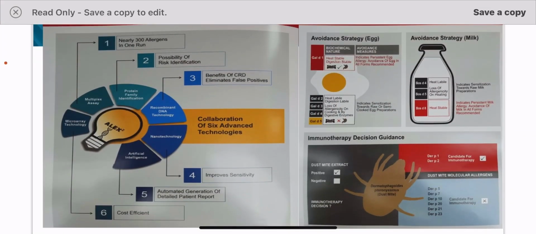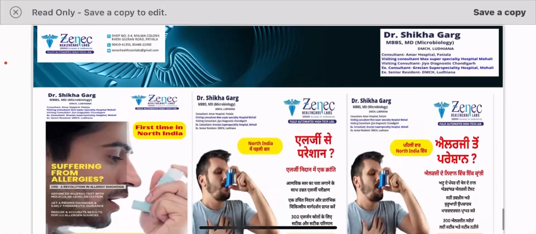So this is again how this technology is made. It's based on so many aspects. It's a multiplex assay. It has microarray technology, nanotechnology, etc. For example, it's also telling you the avoidance strategy. For example, milk has so many proteins. Out of these 3 proteins, one of the proteins is heat stable, and the other 2 are heat labile. Heat labile means if we boil the milk, it could be destroyed, and so we can take the milk. So it will actually help you in a clinically precise diagnosis.